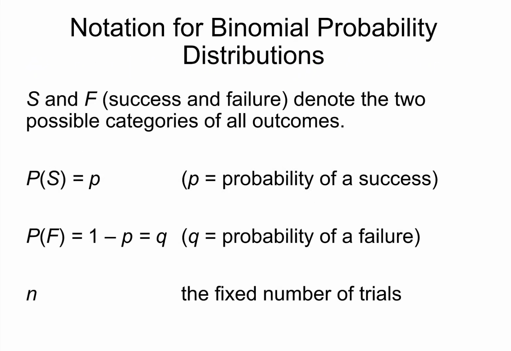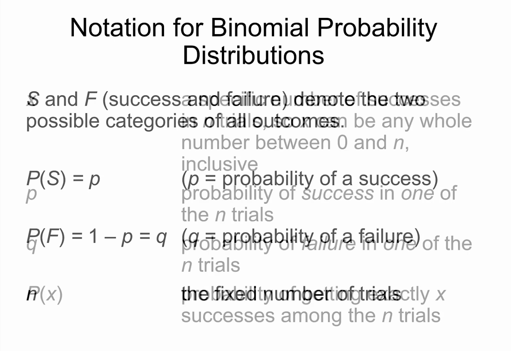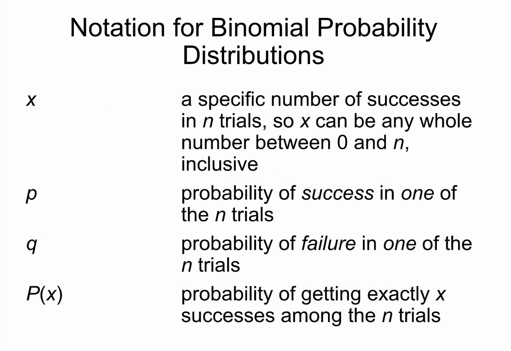And here's some of the terminology or notation that we use. If we let S be success and F be failure, the probability of success is P, lowercase p. The probability of failure is 1 minus P. There's only two outcomes, so P plus Q has to equal 1. N is the number of trials, which is fixed. X is a specific number of successes in N trials that we're interested in for a particular problem.